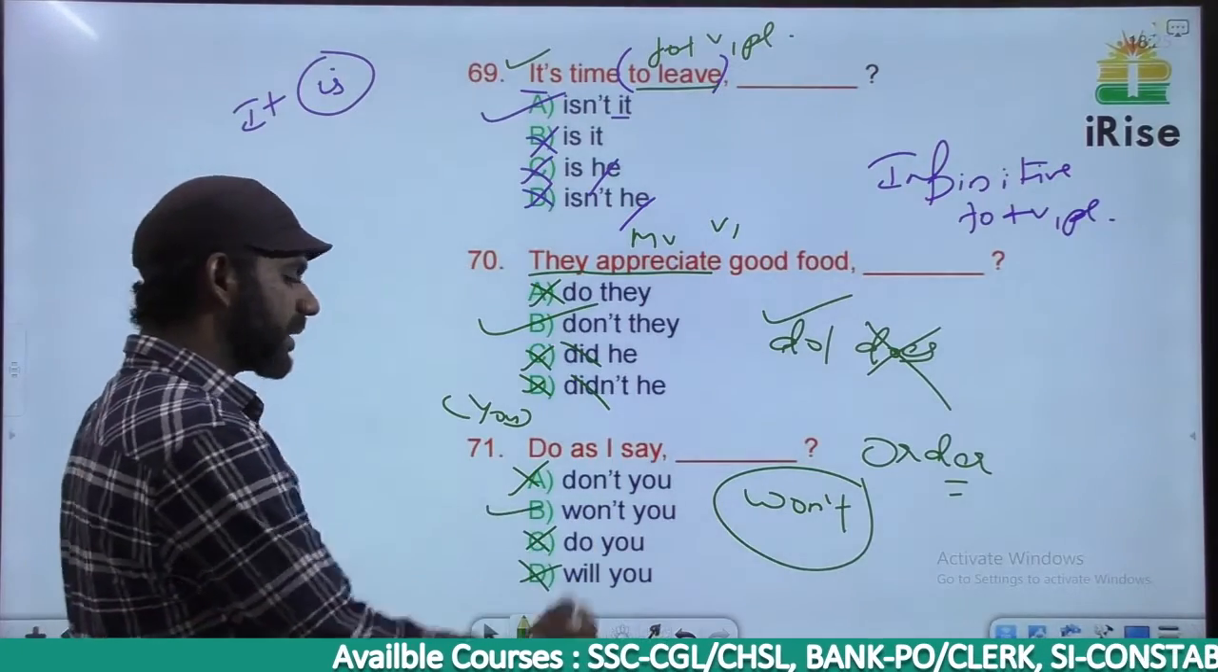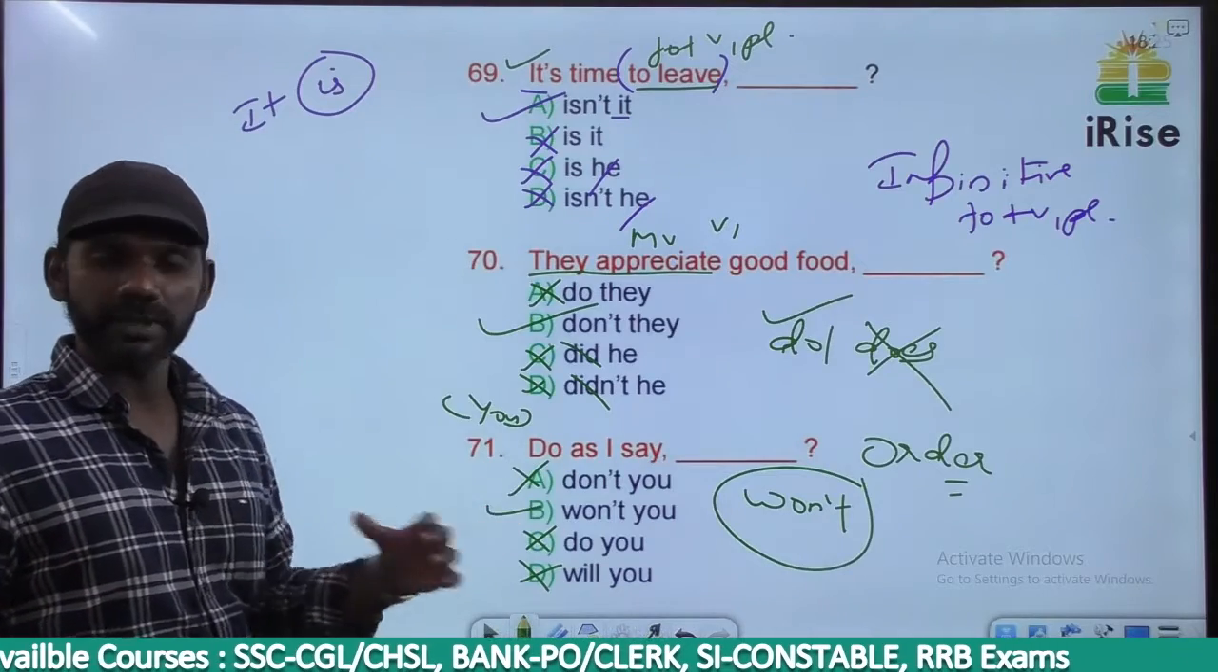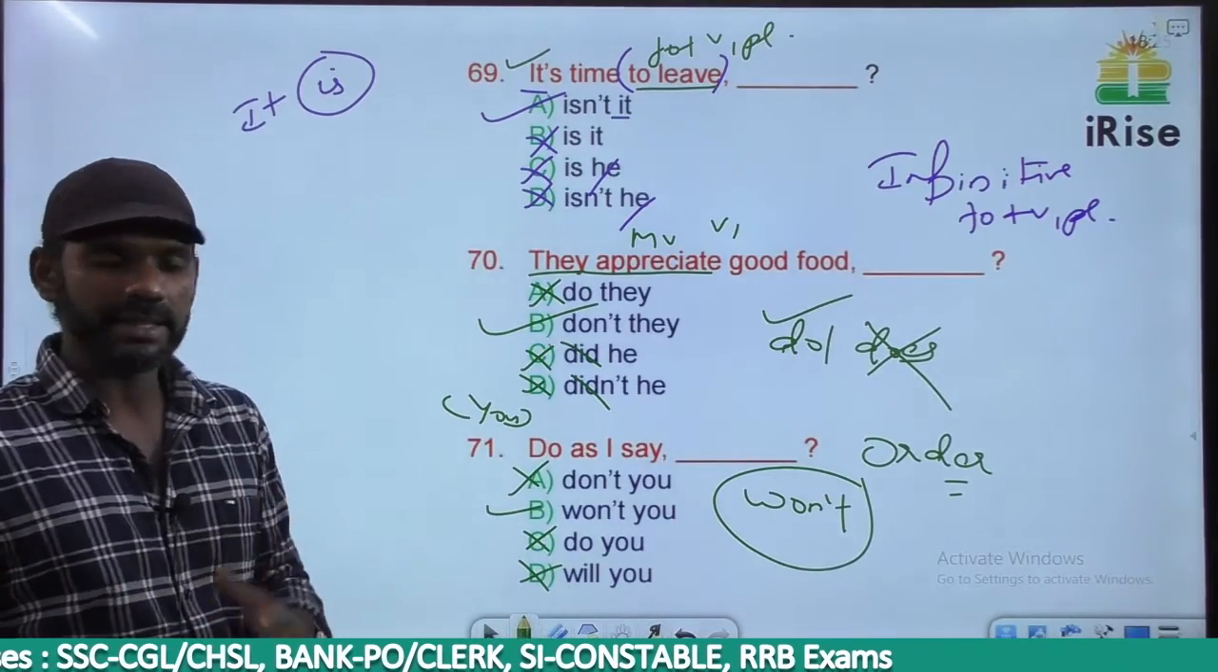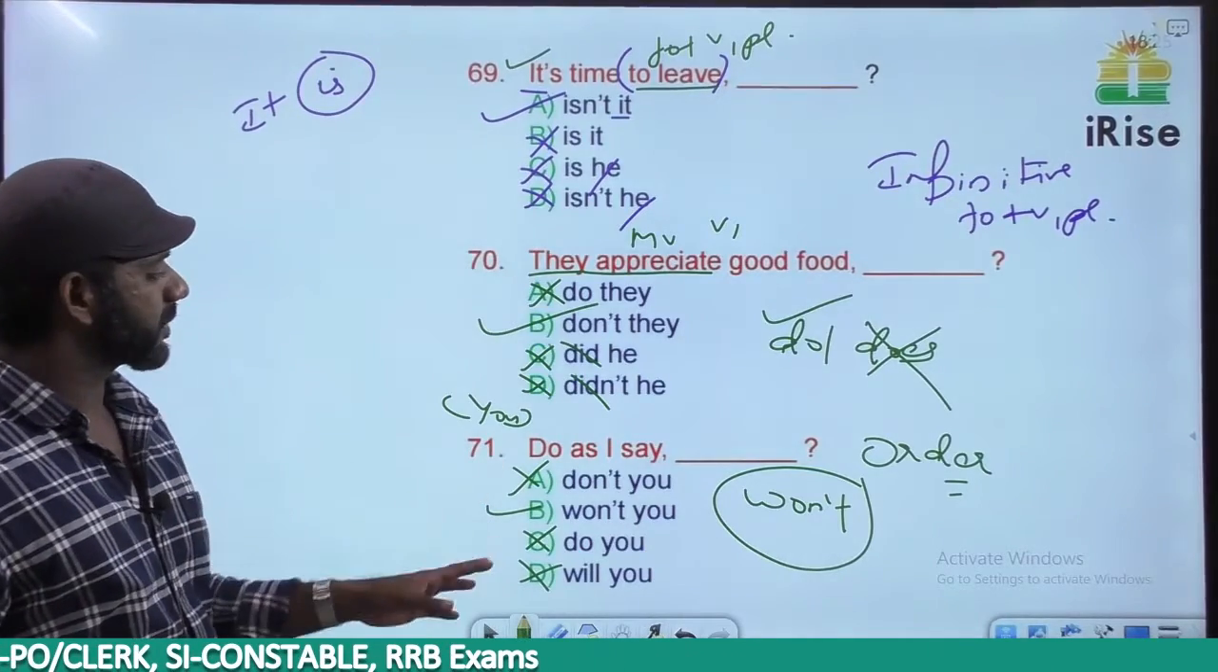Based on that, Bombay must be the answer. The subject here is you, understood. So won't you, that means won't you do as I say. Do as I say, won't you means won't you do as I say. The answer must be option B.